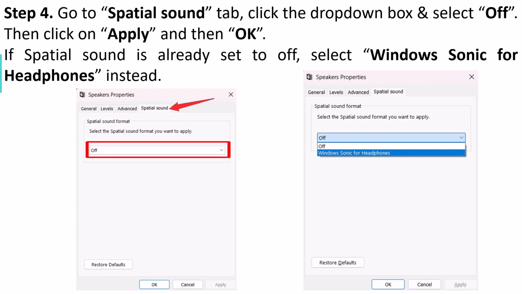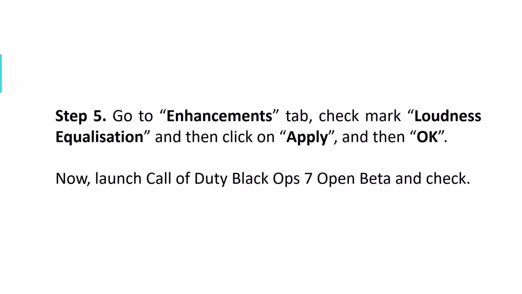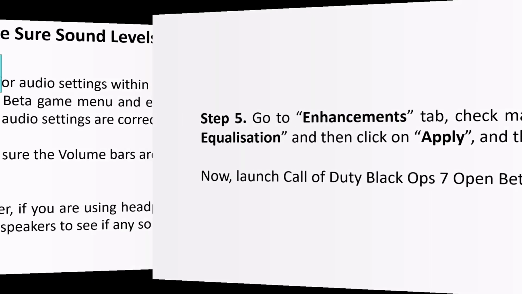If Spatial Sound is already set to Off, then select Windows Sonic for Headphones instead. Then go to the Enhancements tab, check mark Loudness Equalization and then click on Apply and then OK. Now launch the Call of Duty Black Ops 7 Open Beta game and check.